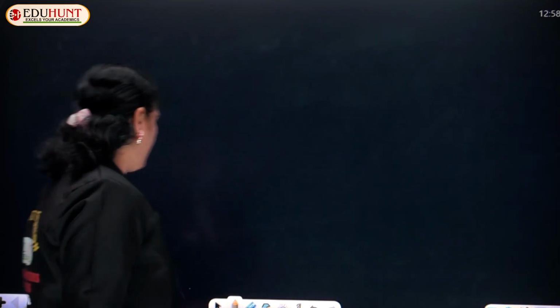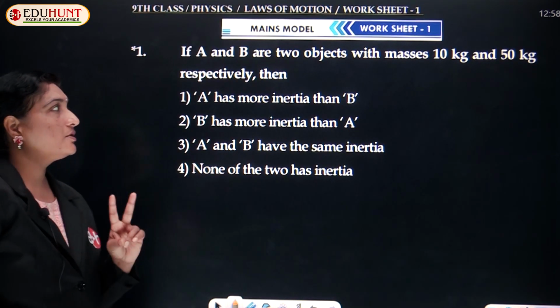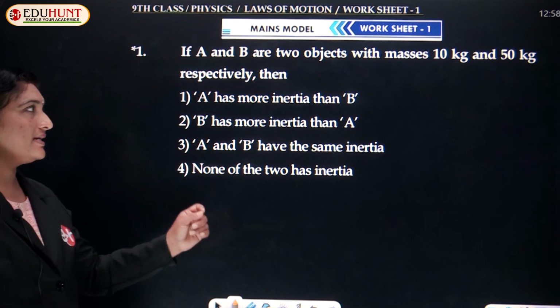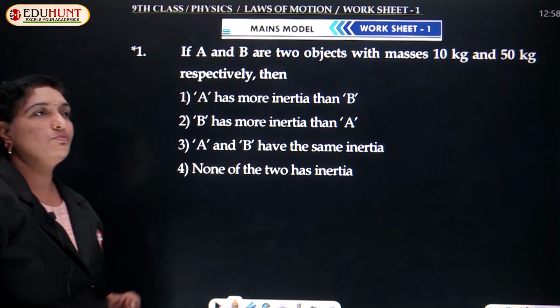Welcome back, children. Let us now solve worksheet number 1 from laws of motion. So here we begin with the first question. If A and B are two objects with masses 10 kg and 50 kg respectively, then which has more inertia?